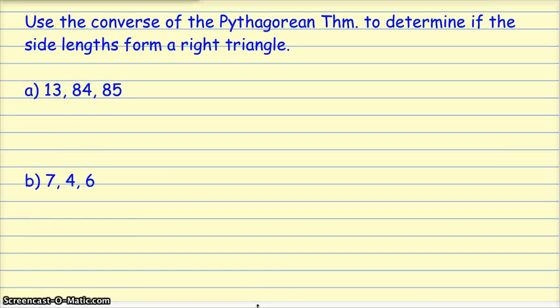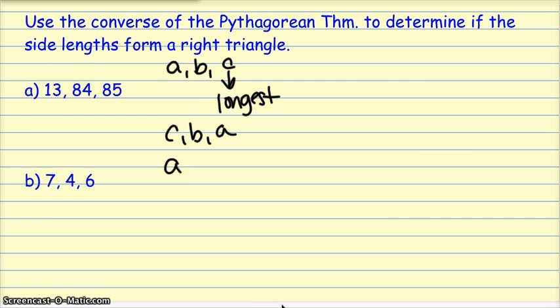Use the converse of the Pythagorean theorem to decide if the lengths form a right triangle. Be careful when you do these problems. When you talk about your A, your B, and your C, whatever is the largest, or I should probably say the longest side, is your C. They can be ordered in any way you want them to be, but recognizing that whatever is the longest is really what's going to be your hypotenuse.